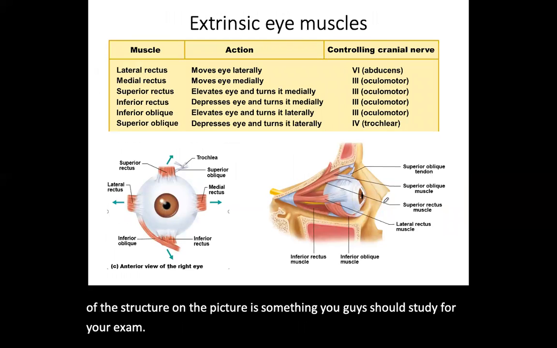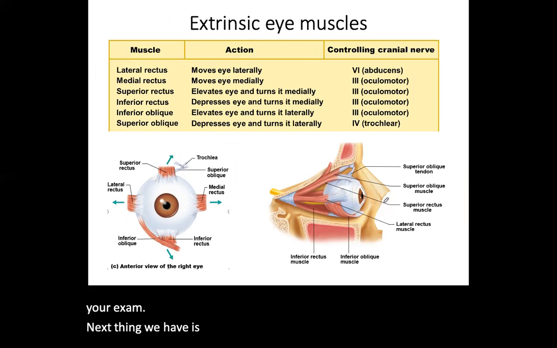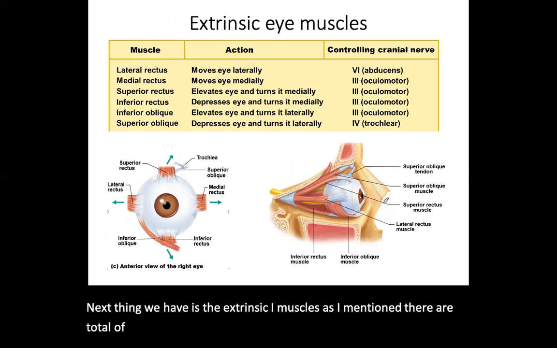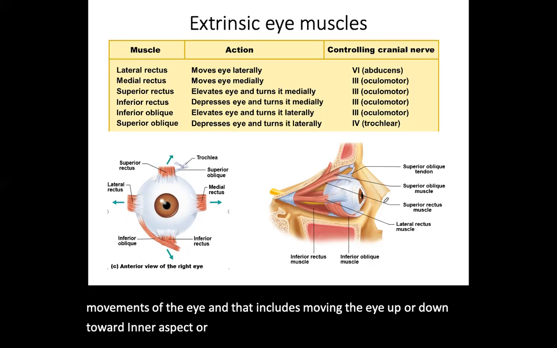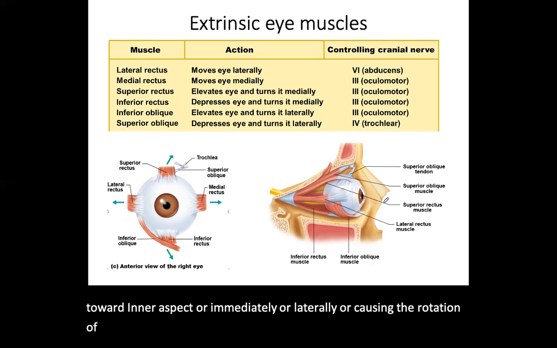Next thing we have is the extrinsic eye muscles. As I mentioned, there are a total of 6 extrinsic eye muscles that give you all the possible movements of the eye. That includes moving the eye up or down, toward the inner aspect or medially, or laterally, or causing rotation of the eye through more lateral or more medial movements.